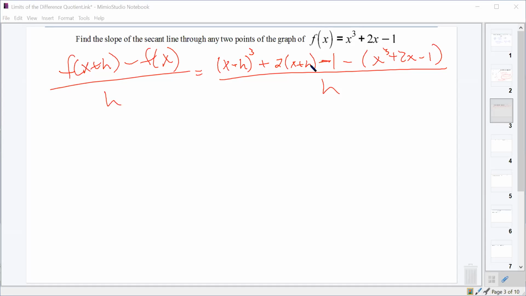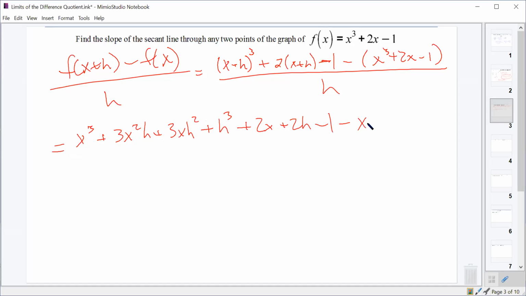All right, let's simplify this out. How can we simplify out x plus h cubed? That's just the binomial theorem expansion, right? We should all know that using Pascal's triangle. Distribute out the plus 2x plus 2h. Minus a 1, minus an x cubed, minus a 2x, and plus a 1, if we distribute the minus sign through everything. All over h.